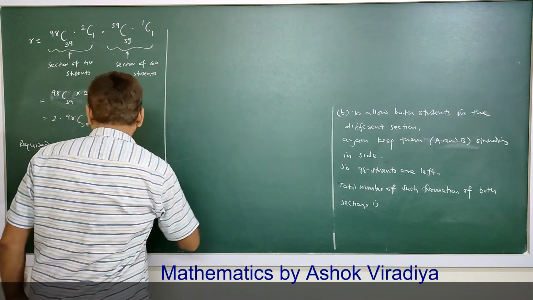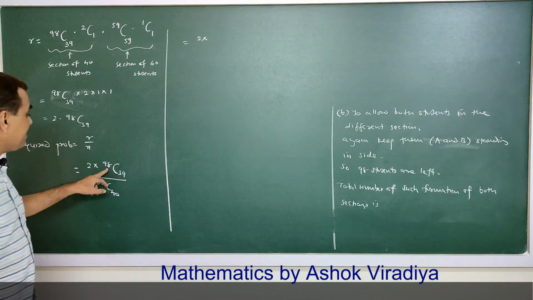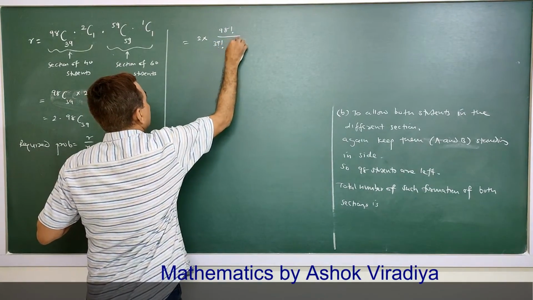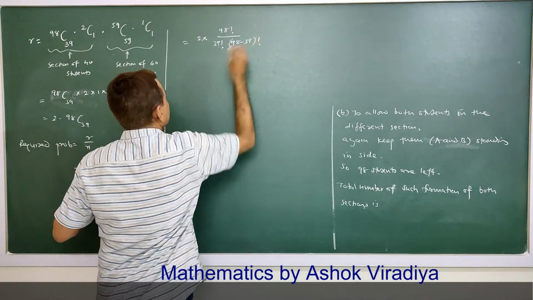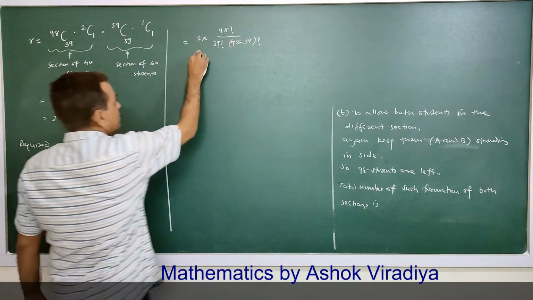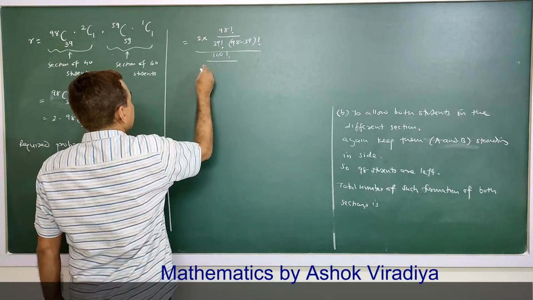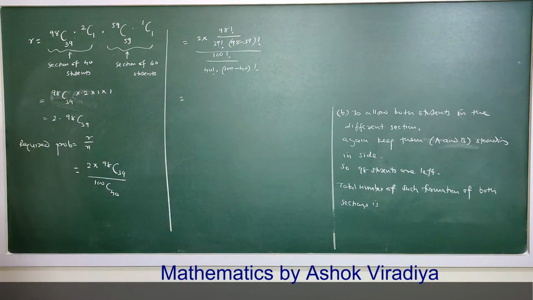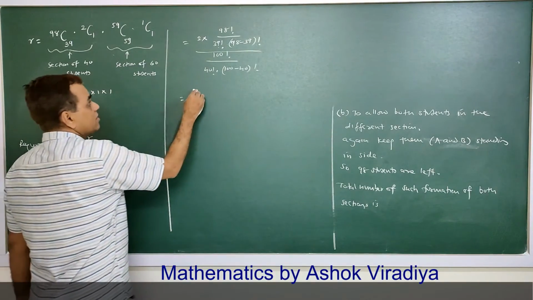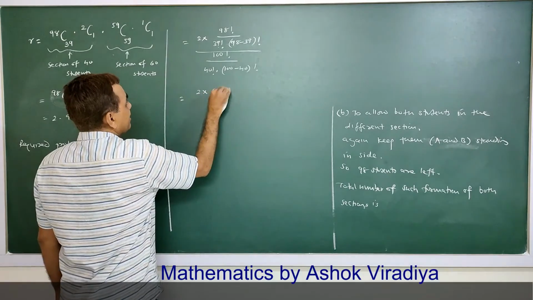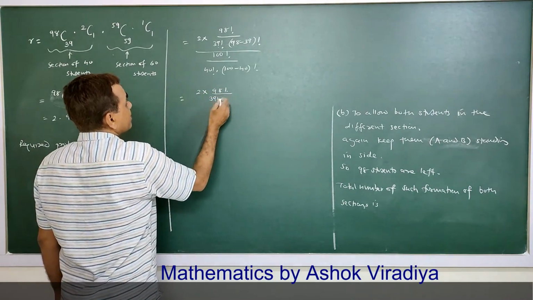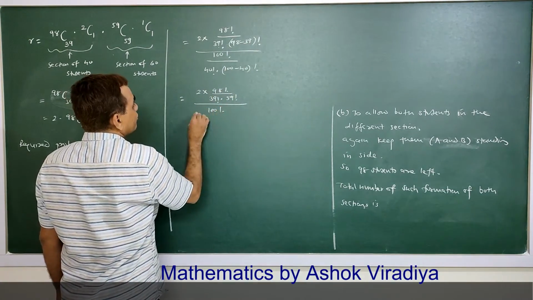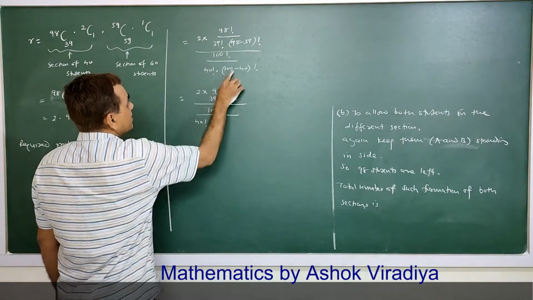So this is equal to 2 into, now nCr is n factorial upon r factorial into n minus r factorial, upon 100 factorial upon 40 factorial into 100 minus 40 factorial. So that is 2 into 98 factorial upon 39 factorial into, this difference is 59 factorial, upon 100 factorial upon 40 factorial into, this is 60 factorial.